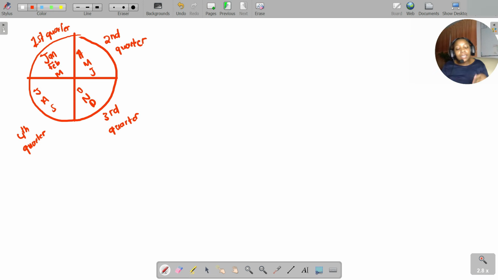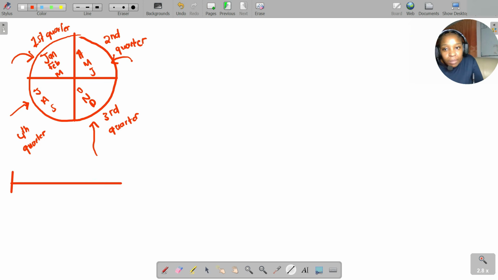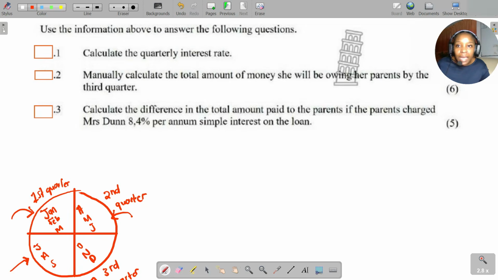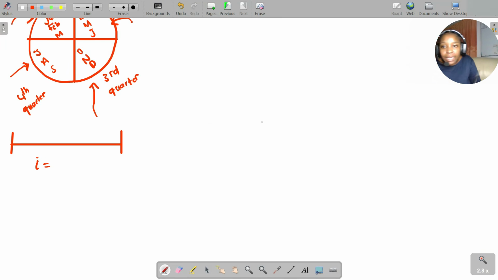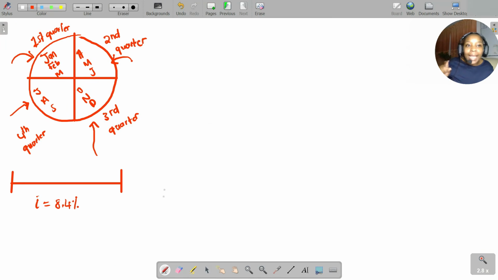So if they're saying that the interest is compounded quarterly, they're saying that interest will be added in the first quarter, in the second quarter, in the third quarter, and in the fourth quarter. So we need to determine what interest is added in every quarter. Remember, the maximum interest rate being charged per year is equal to 8.4%. But the interest is not just added once a year, it's added every quarter.